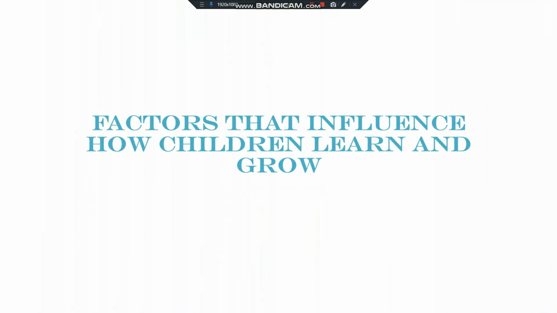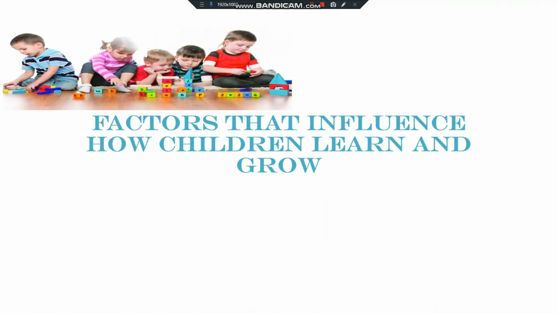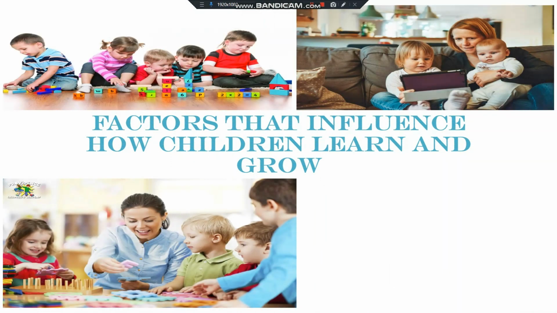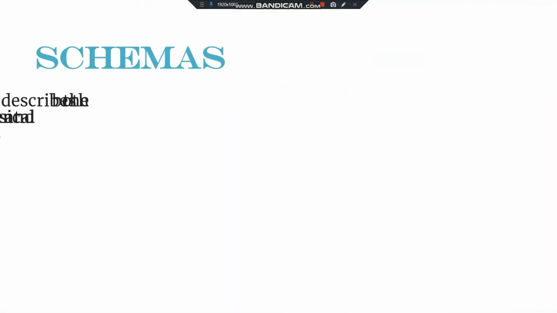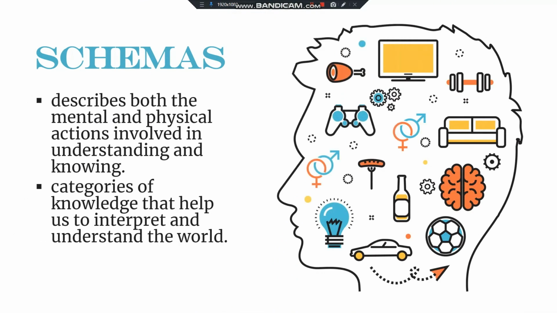So, factors that influence how children learn and grow. There are some factors that contribute to the development of children, or shall we say the cognitive development of children. First is the schemas. It describes both the mental and physical actions involved in understanding and knowing. These are categories of knowledge that help us to interpret and understand the world.